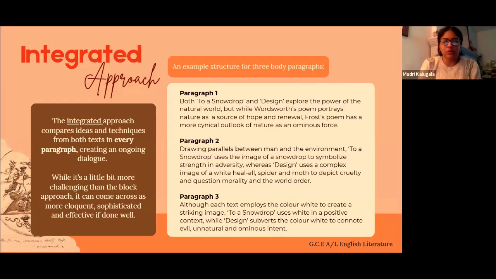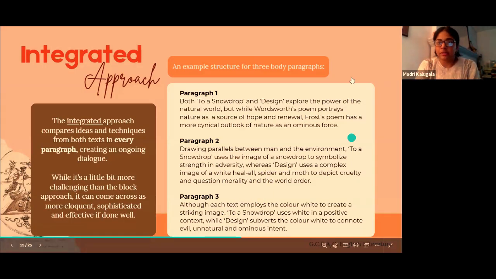Snowdrop do? To a Snowdrop uses the image of a snowdrop to symbolize the strength in adversity, whereas Design also uses nature imagery, but it uses the image of the white heal-all, spider, and moth to depict, instead of strength and the healing power of nature, or something good in nature, cruelty and to question morality, question the world order, question why all of this is happening, right? So again, one paragraph, two texts, but trying to draw on the same ideas and examine them together.